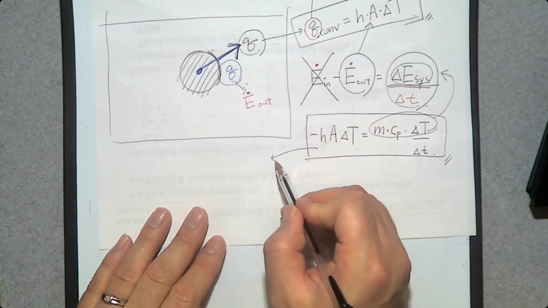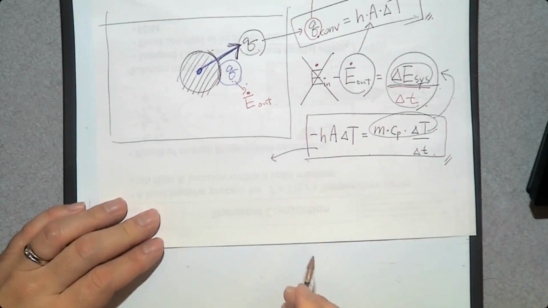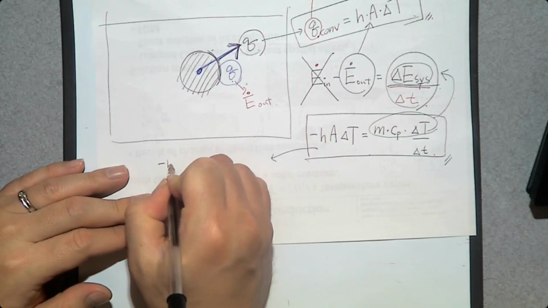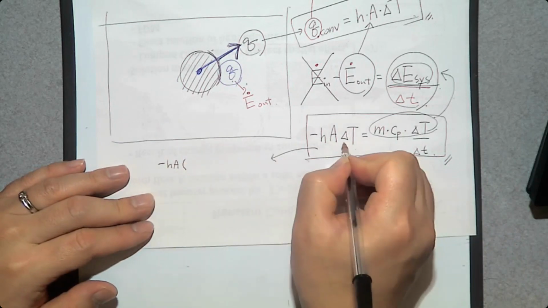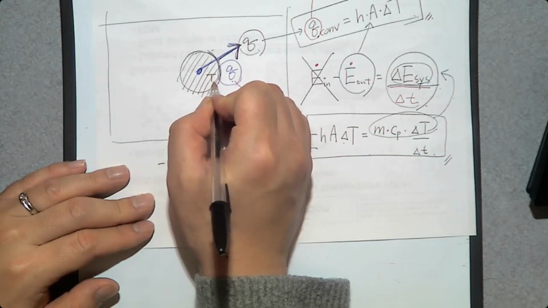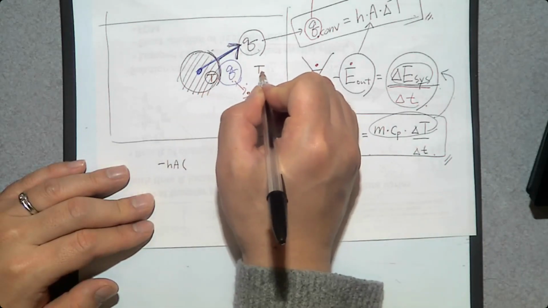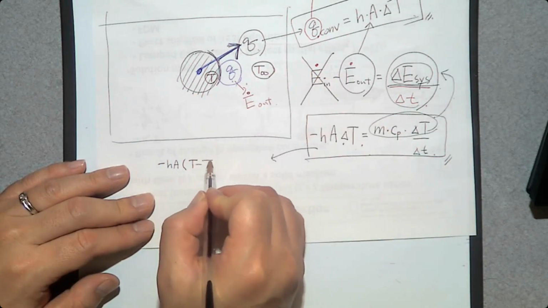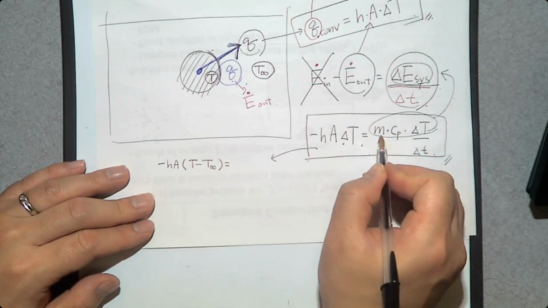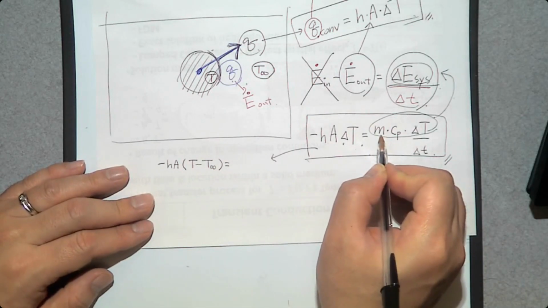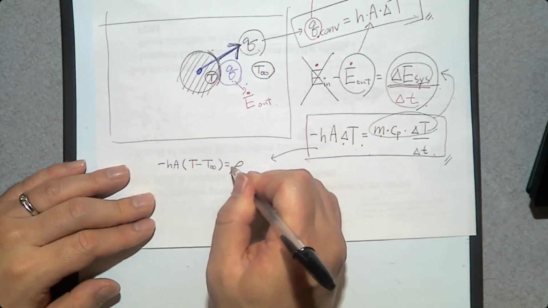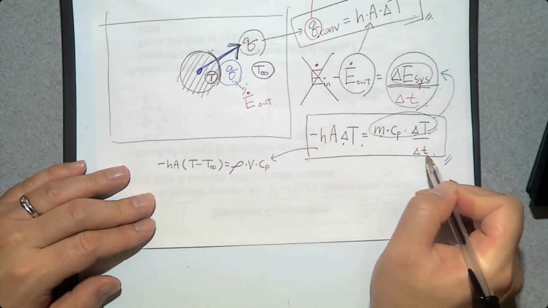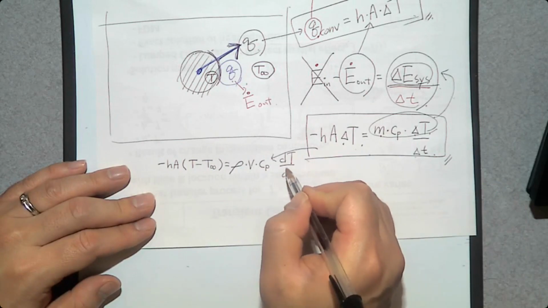To solve this equation, let's write this in a differential form. So what is the differential form of this equation? Minus hA, then what is this delta T? The temperature of the solid minus the temperature of the surroundings, T infinity. So this delta T is going to be T minus T infinity. It's going to be mass. Let's use density times volume, which is the same thing. Density times volume times the specific heat. What is delta T over delta t? dT over dt.